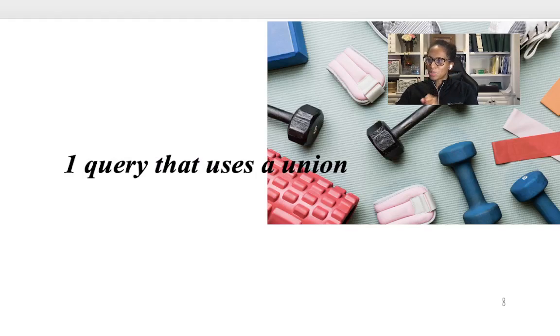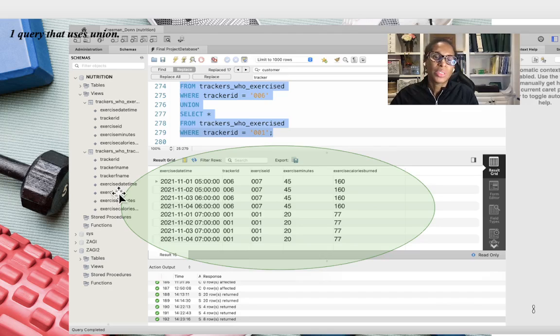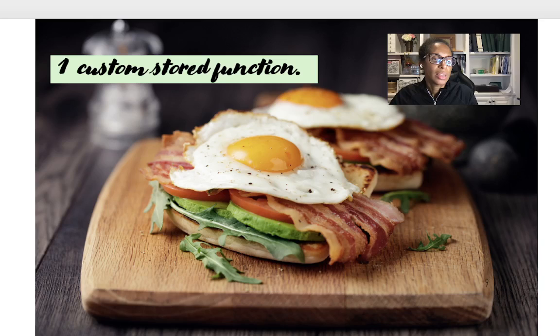Moving on, we've got one query that uses a union. We focus on the participation and exercise for trackers numbers 006 and 001. Our output shows what they did. Tracker 006 exercised exactly 45 minutes on her days, and number 001, 20 minutes. And you can see the calories that they burned.